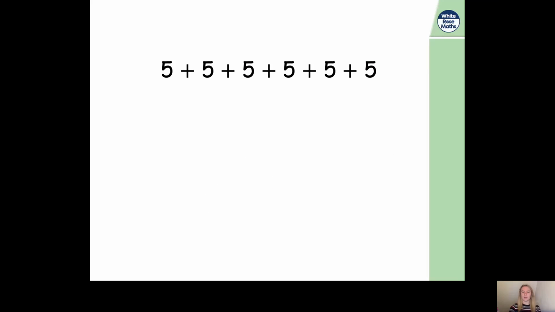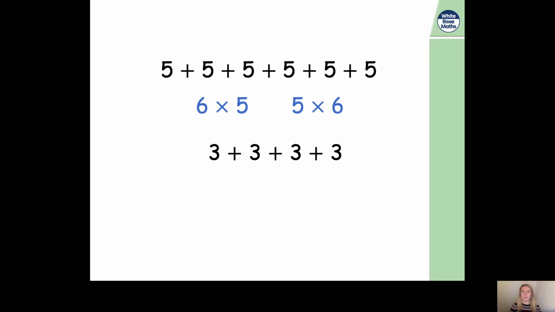Okay, so here we have 5 plus 5 plus 5 plus 5 plus 5 plus 5. What is our multiplication sentence for this? Yes, that's right. It is 6 times by 5, or 6 multiplied by 5. But because it's commutative, we can write it the other way round, and it gives us the same answer. So we can also write 5 times 6, or 5 multiplied by 6.